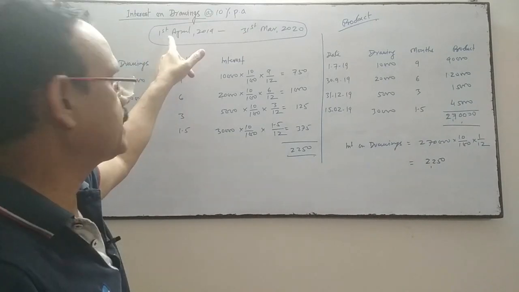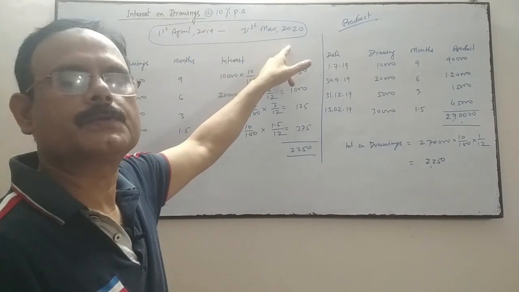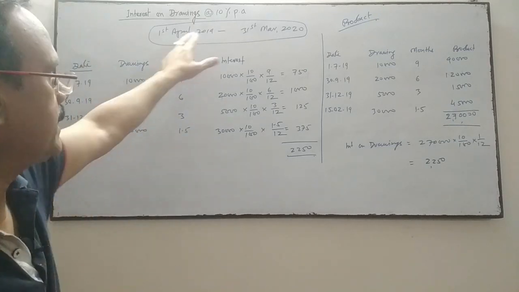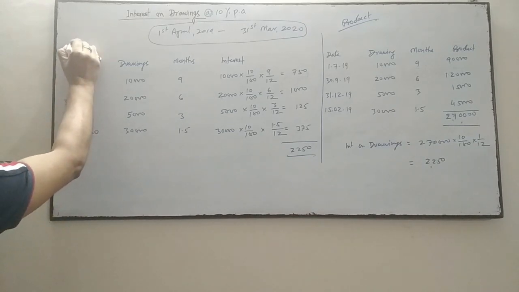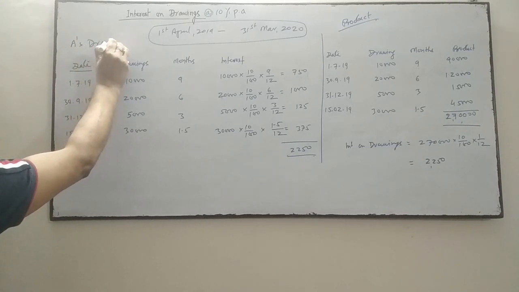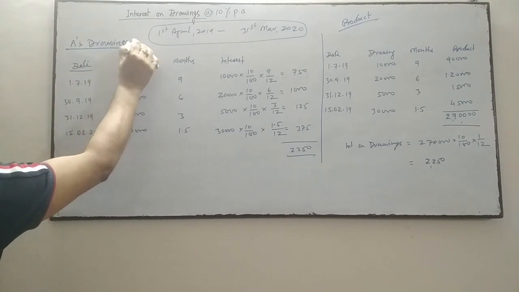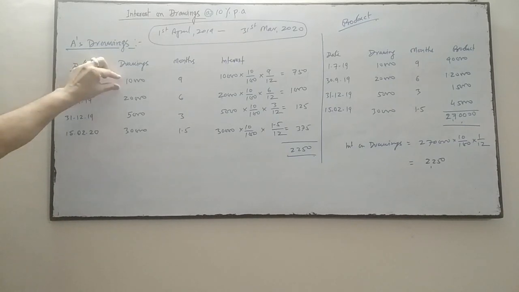Suppose our accounting year starts from 1st April 2019 and closed on 31st March 2020. It means April to March. In this accounting period, suppose A's drawings are like this. On 1st July 2019, A has withdrawn 10,000.